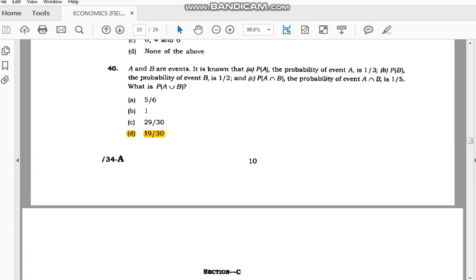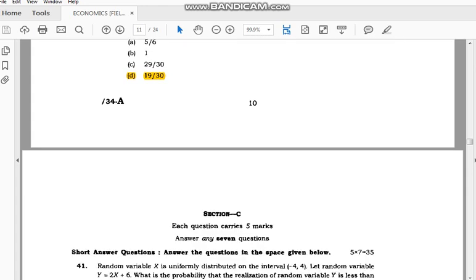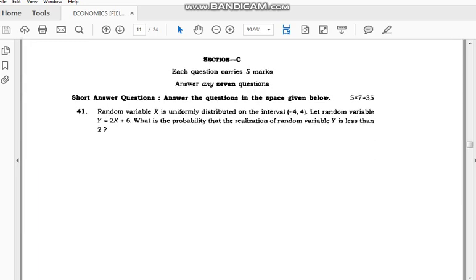Here the solution is that candidates should remember a rule. There is a formula; if you put in the formula, then you will get the answer. The formula is probability of A union B is equal to probability of A plus probability of B minus probability of A intersection B. So 1 by 2 plus 1 by 3 minus 1 by 5. By solving this, you will get the answer 19 by 30.